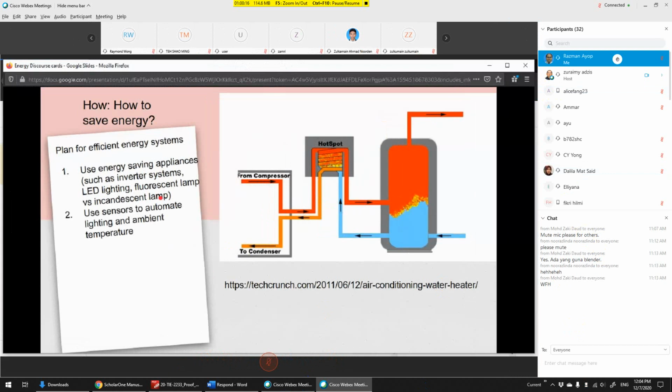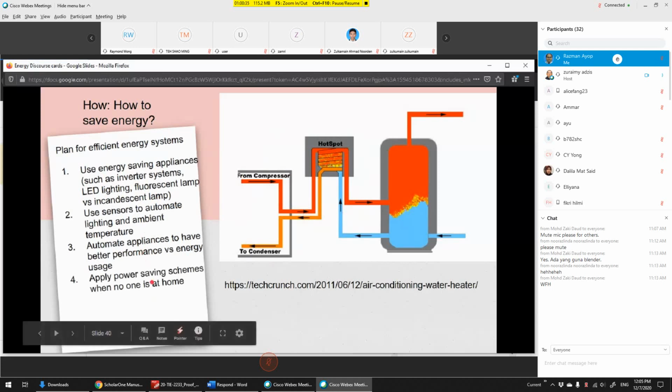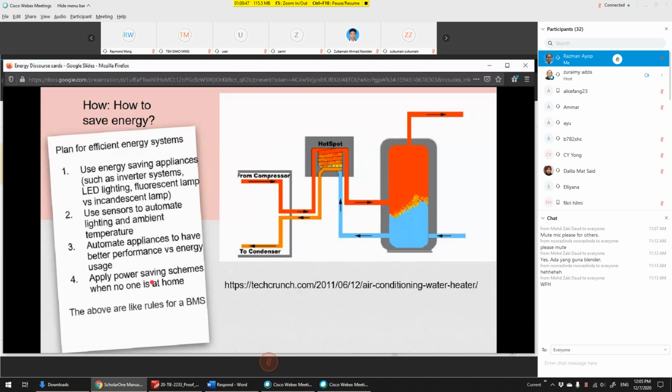Number 2, use sensors to automate the lighting and ambient temperature. Number 3, automate appliances to have better performance versus energy usage. Number 3 is simple, just like when you set the on time and off time for your air conditioner, you can also get that done. Apply power savings schemes when no one is at home. If you don't have a refrigerator at home, switch off the main switch whenever you leave for a longer period. But if you have a refrigerator, you cannot do that. Okay, the above are actually like rules for the building management system.